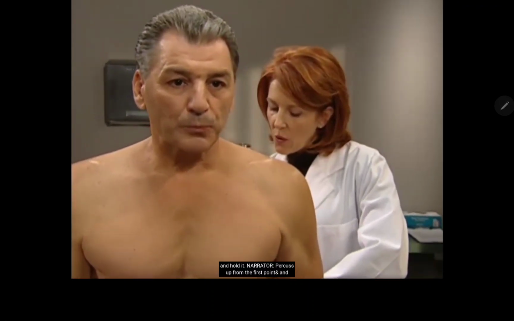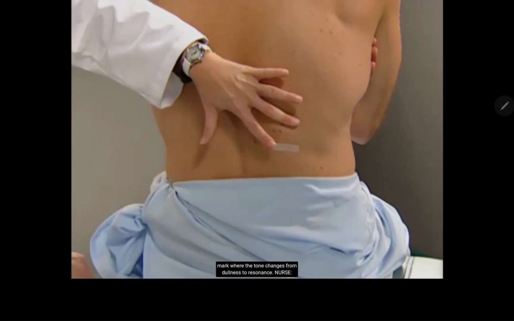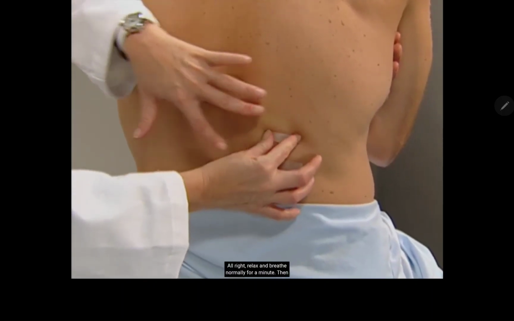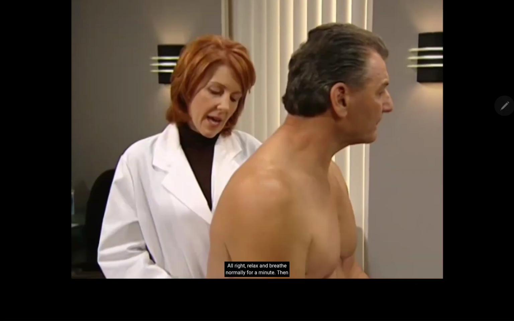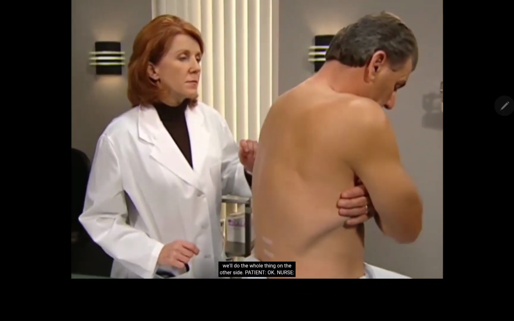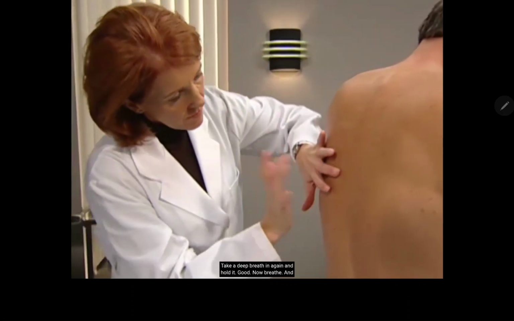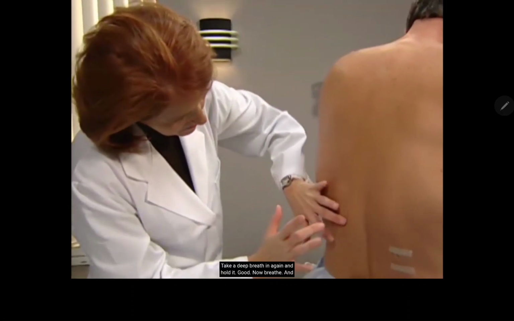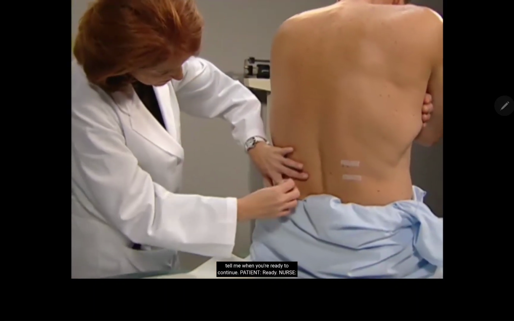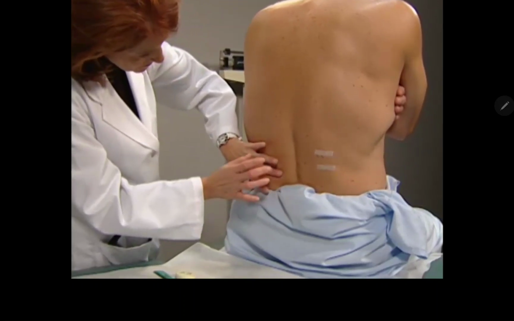Exhale as much as you can and hold it. Percuss up from the first point, and mark where the tone changes from dullness to resonance. You can breathe normally now, and when you're ready, we'll do the whole thing on the other side. Take a deep breath and hold, please. Exhale and hold.